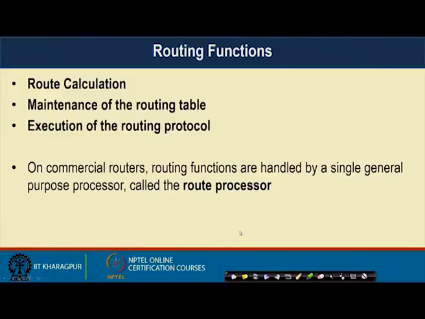Now, there are three functionalities that you need to execute inside the control plane of a router: the route calculation based on a routing protocol, the maintenance of the routing table and the execution of the routing protocol. In commercial routers these routing functions are handled by a single general purpose processor which we call the route processor, that I have mentioned earlier.